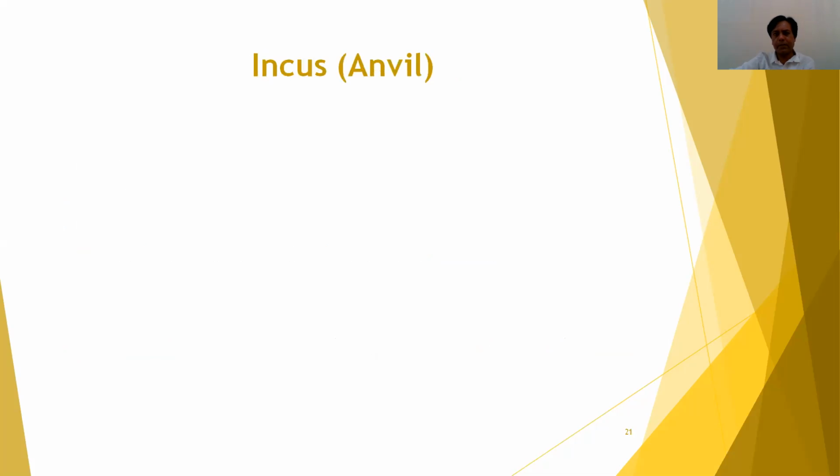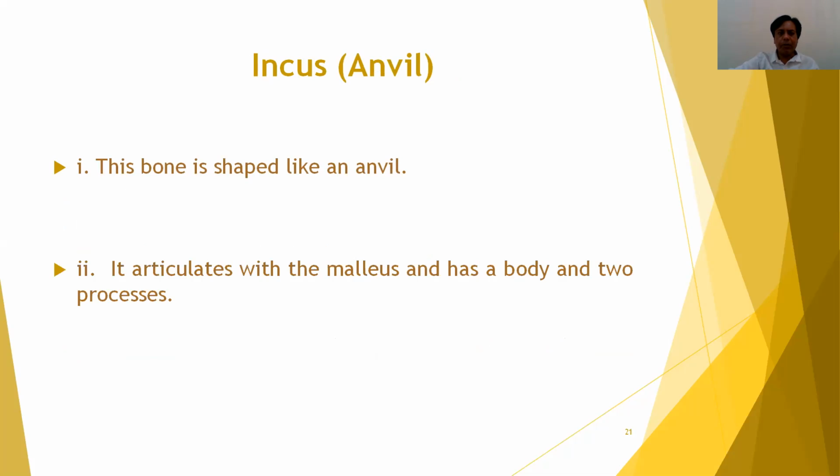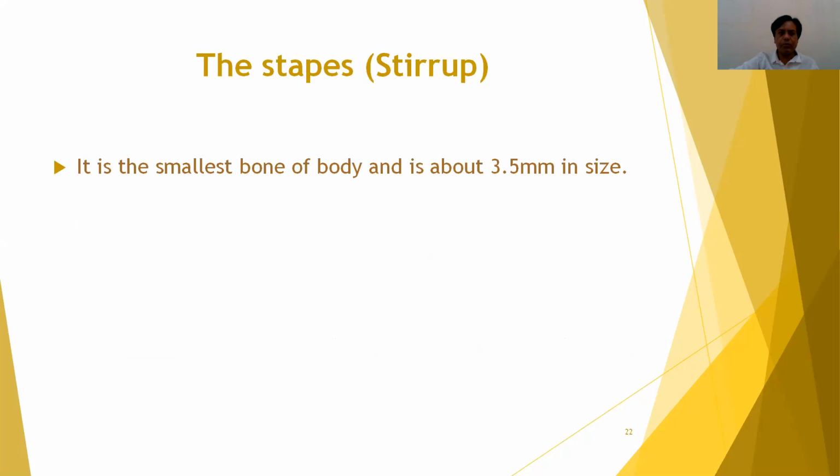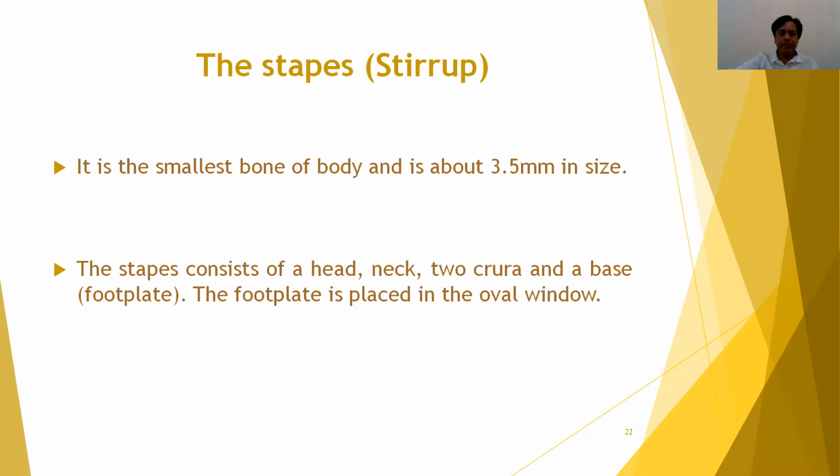Then coming to incus, also known as anvil. This bone is shaped like an anvil. It articulates with the malleus and has a body and two processes. Then stapes is also known as stirrup. It is the smallest bone of the body and is about 3 millimeters in size. The stapes consists of head, neck, two crura, and a base that is footplate. The footplate is placed in the oval window.